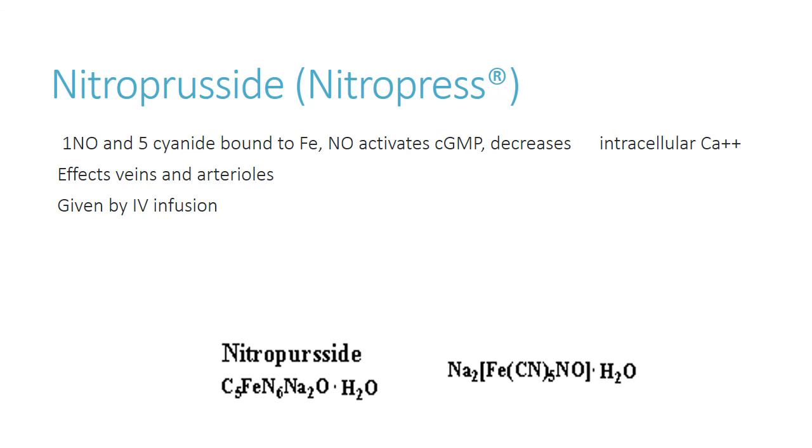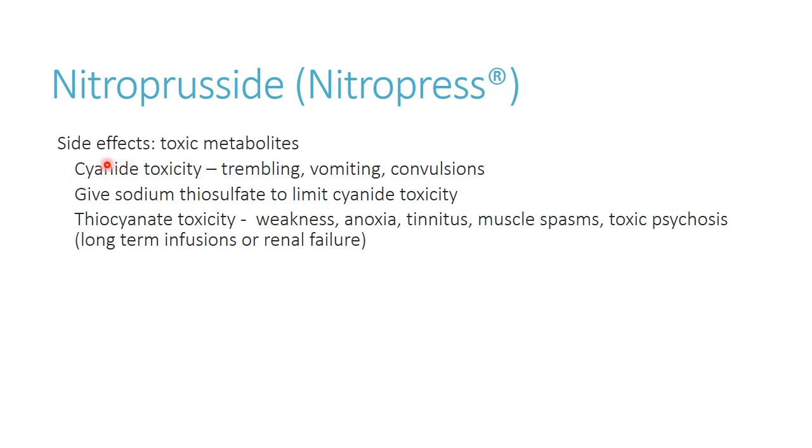Does anyone know what fruits contain cyanide? Yeah, apples. Anything else? Peaches. Yeah, so it's usually in the pits or the seeds. If you chew those up, you can actually see some cyanide being released.